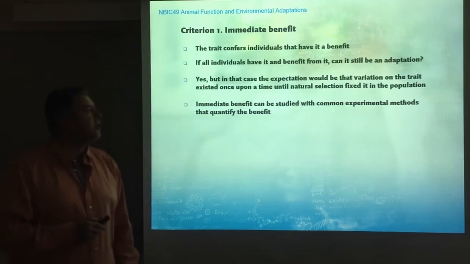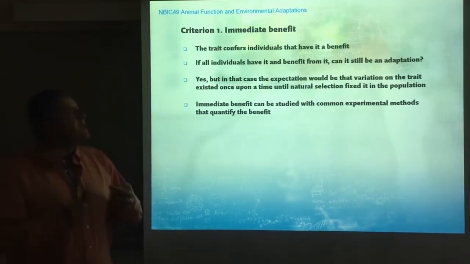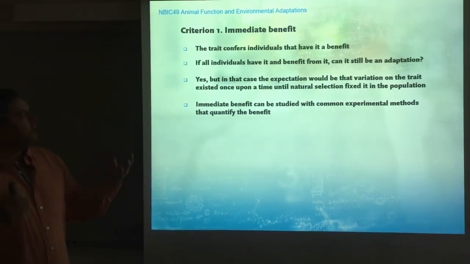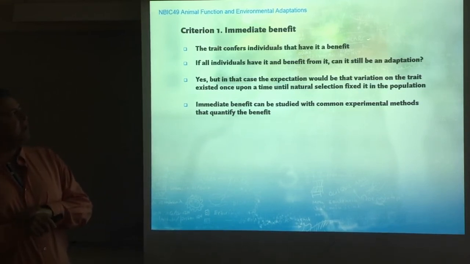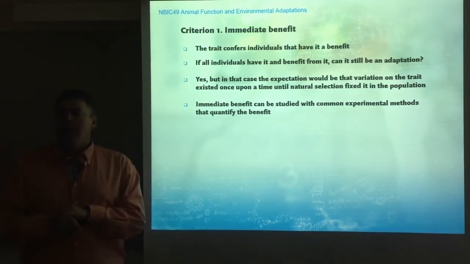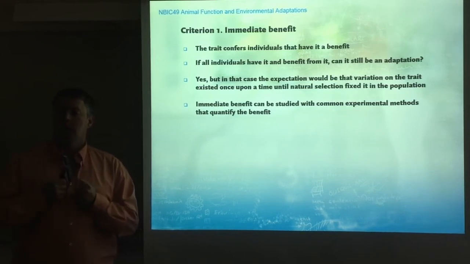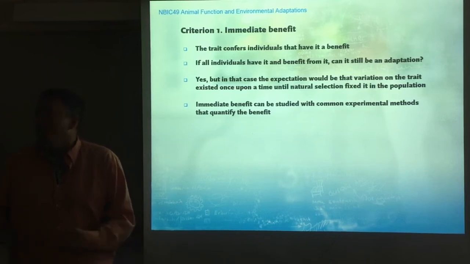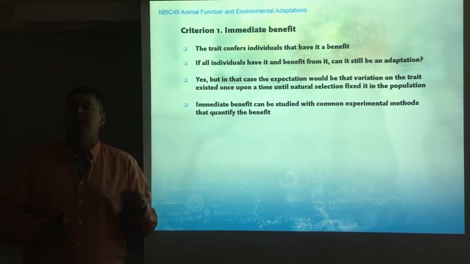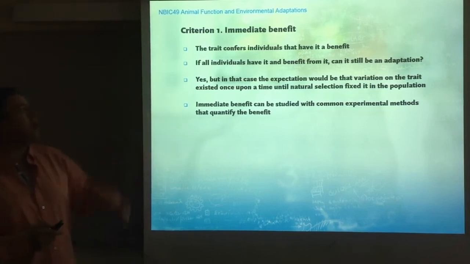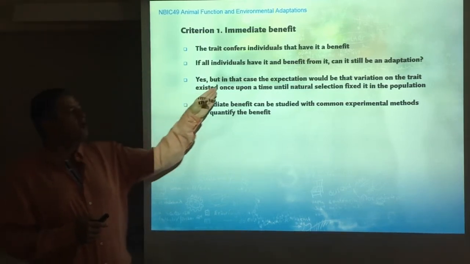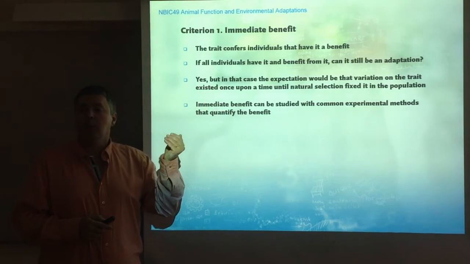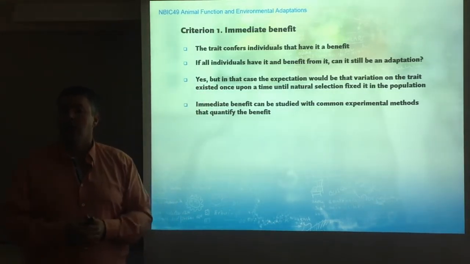Let's go through these criteria one by one. Criterion 1, the immediate benefit. The trait confers a benefit to the individuals that have it. If all individuals have it and benefit from it, can you still call it an adaptation? Well, this is a question of timing. You can call it an adaptation because nowadays this trait has been fixed. All individuals show it, but once upon a time there was selection of it. I would say yes, of course you can call it an adaptation. The variation of this trait existed once upon a time. Now it has disappeared because this character has been fixed.